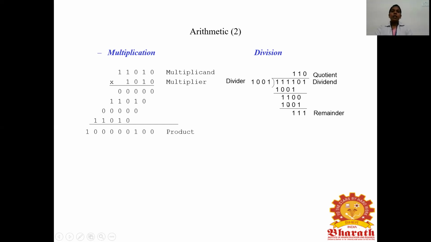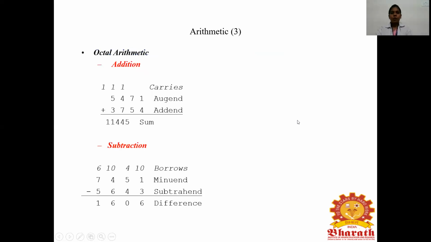So we again do this, that is 1, so 1 0 0 1. Now we have to subtract it. It will become 1 0, so 1 0 minus 1 is 1. When we borrow from here, here we'll have 1, and here we have 1 0. So the remainder is 1 1 1, and the quotient is 1 1 0. So this is binary arithmetic: addition, subtraction, multiplication, and division.